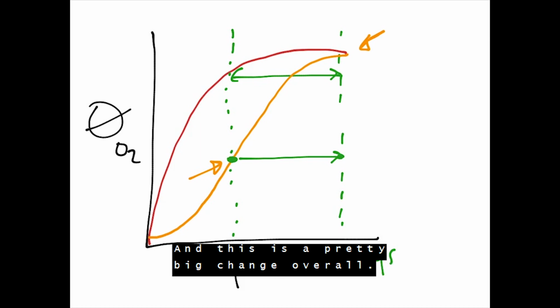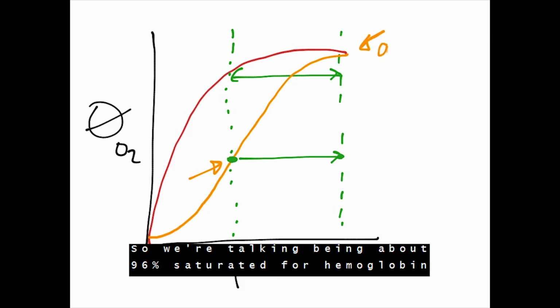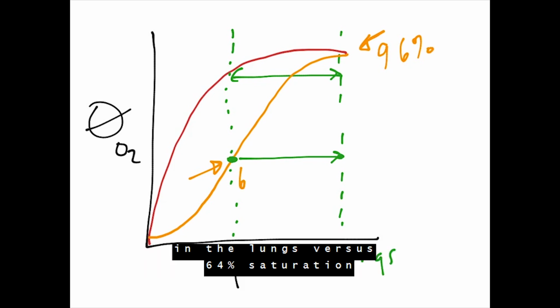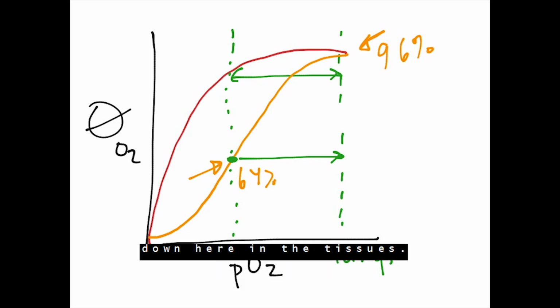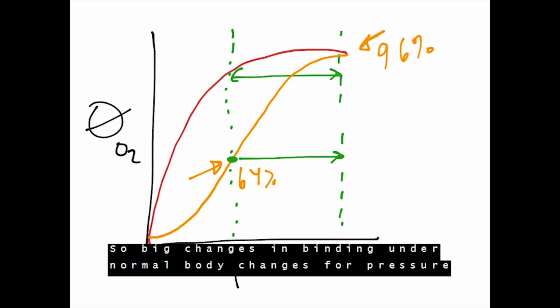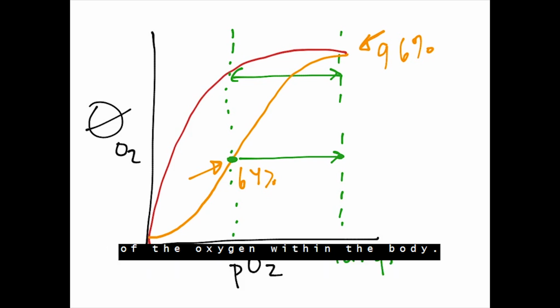so the oxygen can be released and function as the final electron acceptor in respiration. And this is a pretty big change overall. So we're talking about being about 96% saturated for hemoglobin in the lungs versus 64% saturation down here in the tissues. So big changes in binding under normal body changes for pressure of the oxygen within the body.